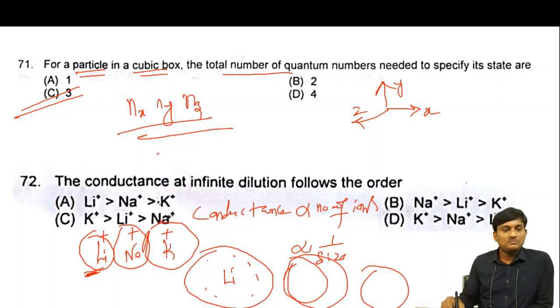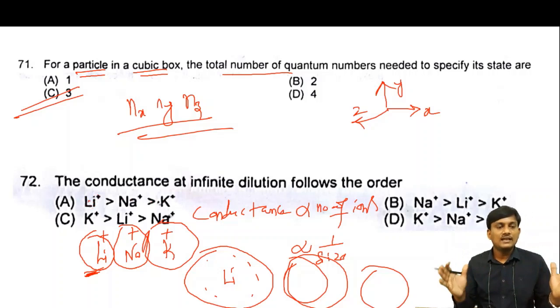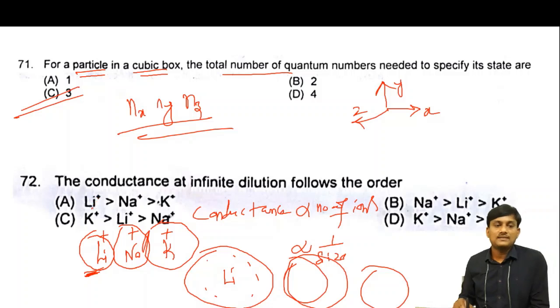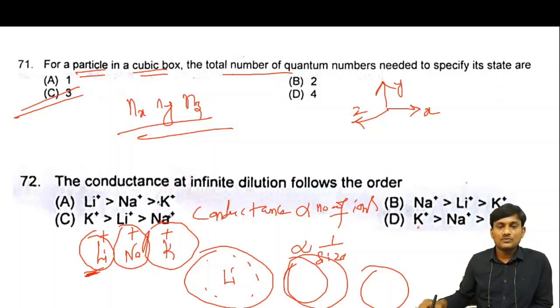Since Li+ is smaller in size, it has more hydration power when compared with sodium and potassium. So the hydration radius for Li+ is more. So it is very difficult to move Li+ ions. That's why there is a decrease in conductance. So what is the order? K+ greater than Na+ greater than Li+.